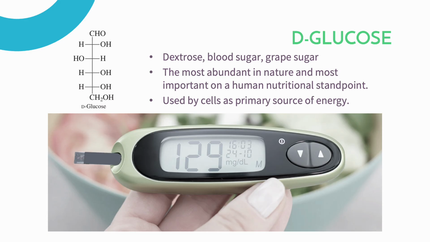And it is considered to be a blood sugar from the fact that blood contains dissolved glucose. It is also the most abundant in nature and most important from a human nutritional standpoint. It is actually used by the cells of living organisms as a primary source of energy.